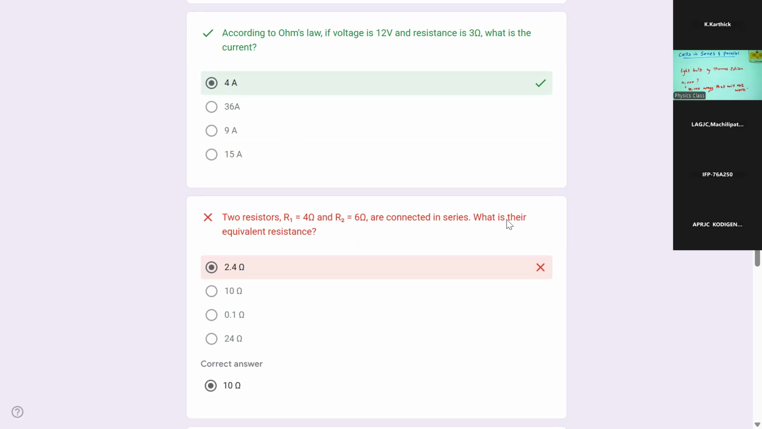Yes, but many of the students click option 1. That's why I am putting option 1 here. Okay, so for equivalent resistance in a series connection, you have to add the individual resistors. So R1 plus R2, 4 ohm plus 6 ohm, we will get 10 ohm. So 2.4 ohm is the wrong answer. Option B is the correct answer.